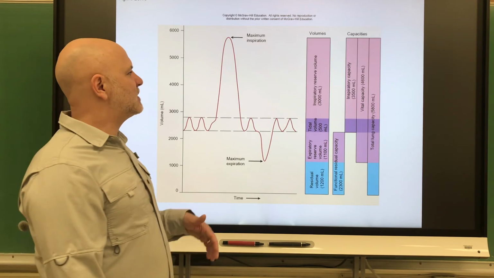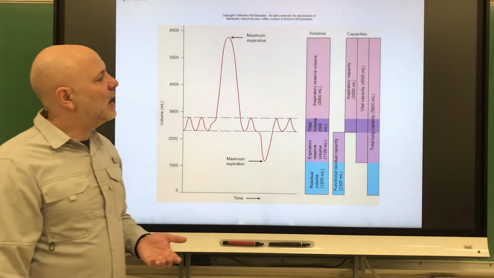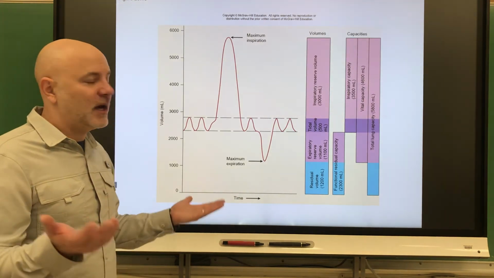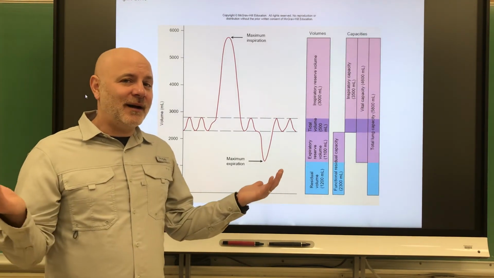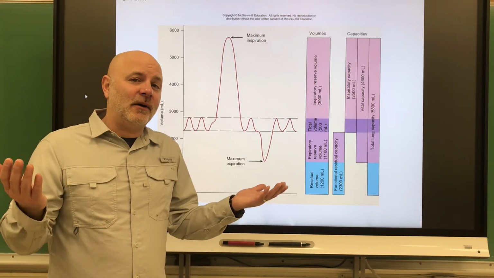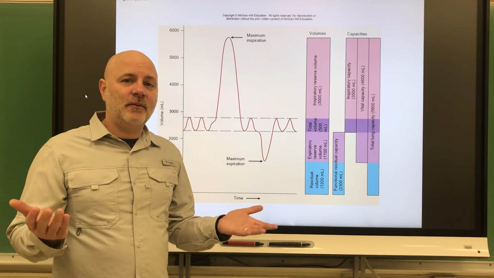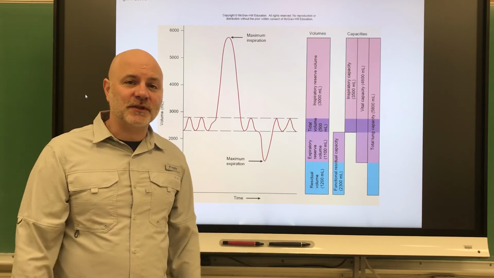How we measure these things is through a device called a spirometer. If you were going to be around for the lab that we're going to do on this, you would be able to use one. But I'm talking to you through a video because we're not going to do that lab in person.